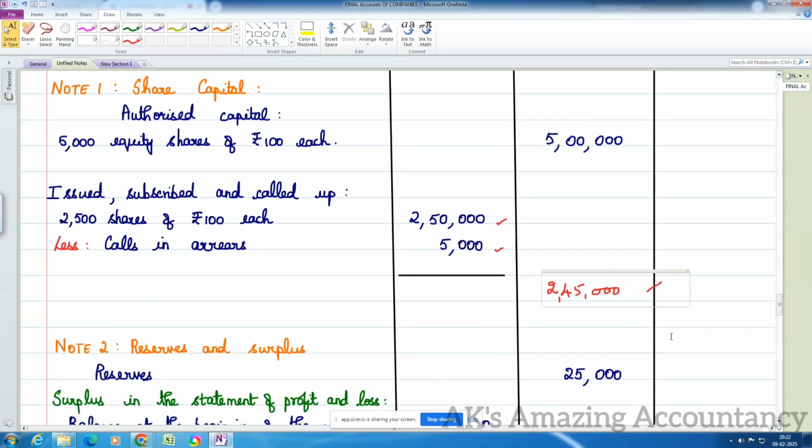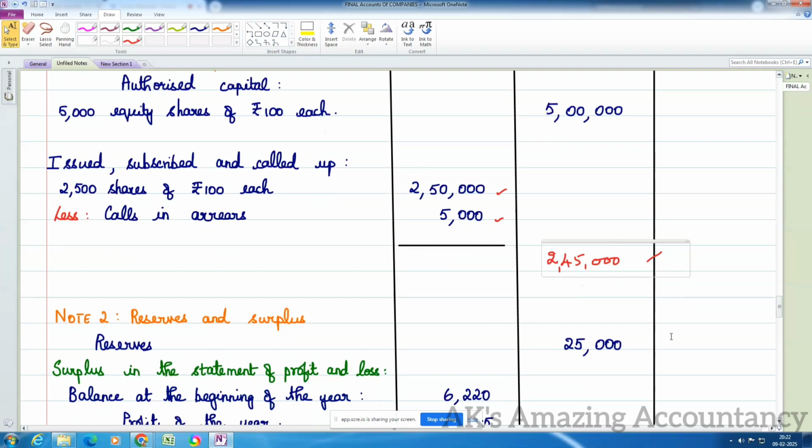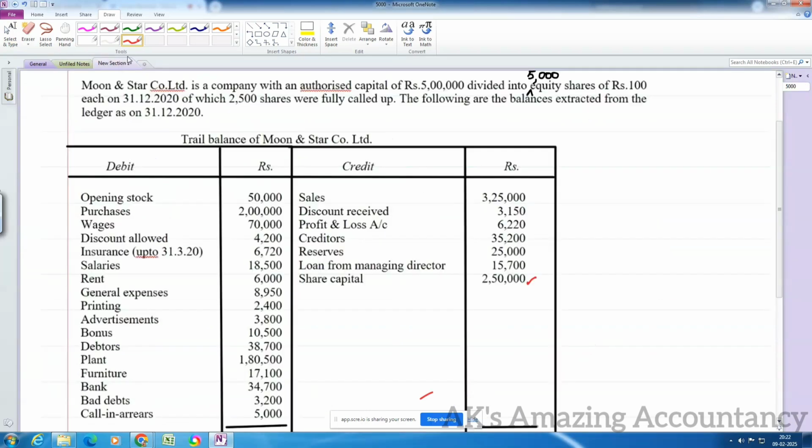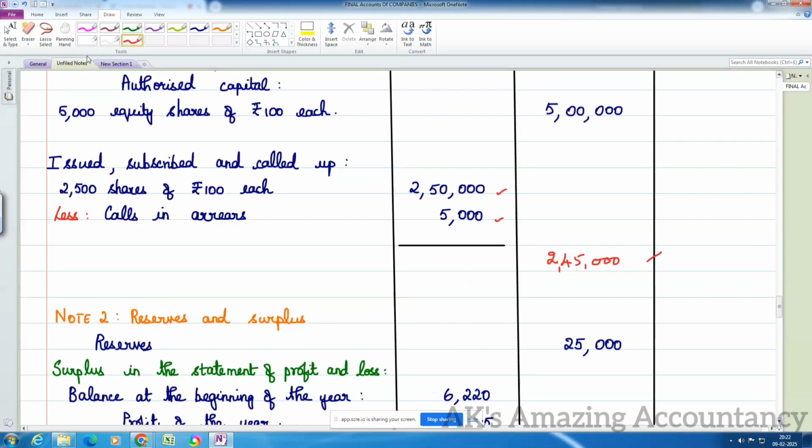The next note is for reserves and surplus. So let us have a look at the problem. In the problem you are given reserves as 25,000. So this 25,000 will come under the heading reserves and surplus, note 2. In addition, the profit amount which is already given, that is 6,220, this will also come under note 2, reserves and surplus. So let us proceed with note 2 now.